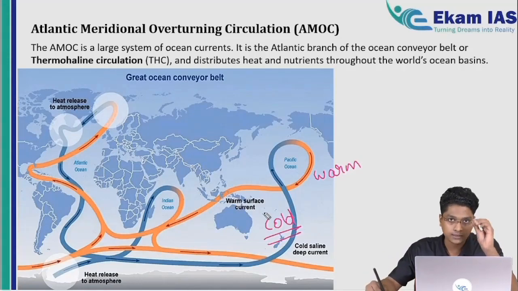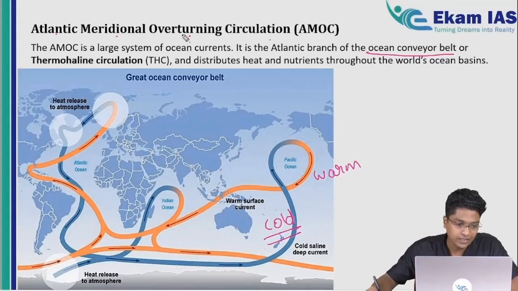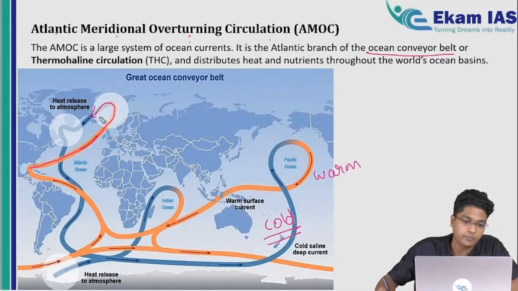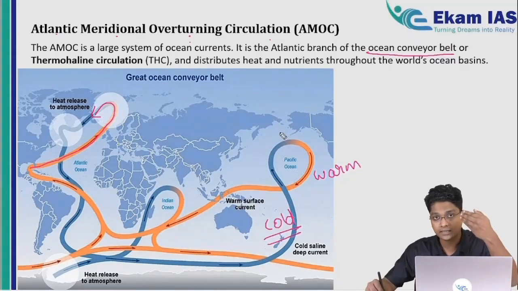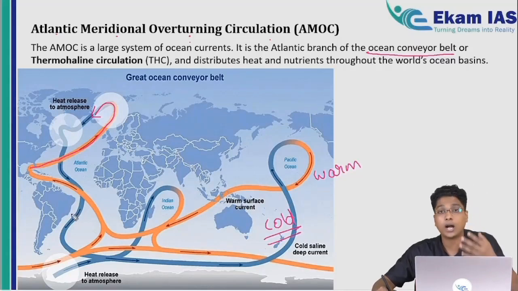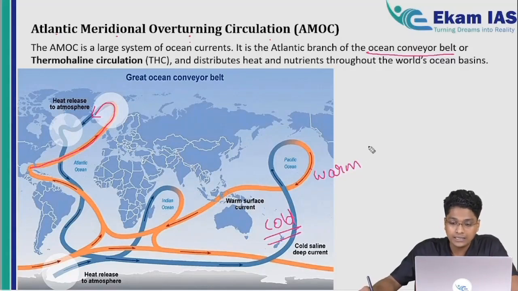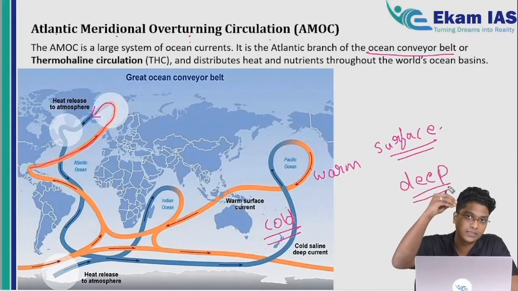Now a part of this ocean conveyor belt is called the Atlantic Meridional Overturning Circulation. Overturning means what? Turning, right? So imagine that when the warm water is transported towards the polar regions, it sinks. As it goes towards the polar regions, the temperature is lost, and because of the salinity as well, this water sinks. This sinking cold water is then transported back to the tropical region through the undercurrent. So the warm water movement is a surface movement, and the cold ocean water, the blue color, is a deep movement. It is taking place in the depth of the oceans.